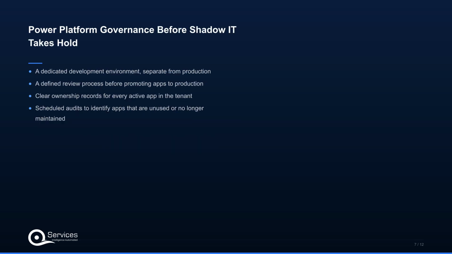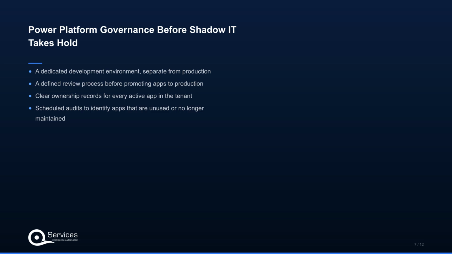Next up, let's talk about Power Platform governance before Shadow IT takes hold. This is the section most vendors skip in their sales pitch. Power Platform lowers the barrier to building apps, which is its primary value. But that same accessibility creates a governance problem if you don't set the rules before adoption grows across the organization.